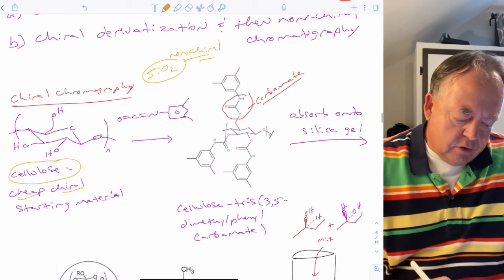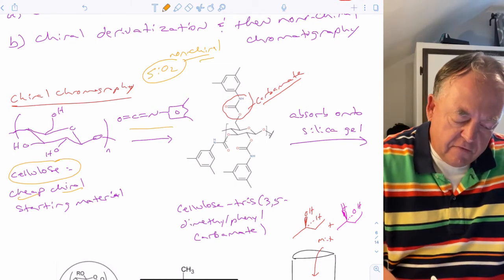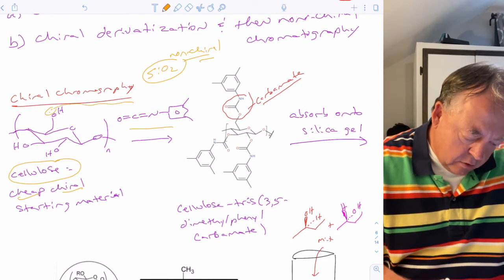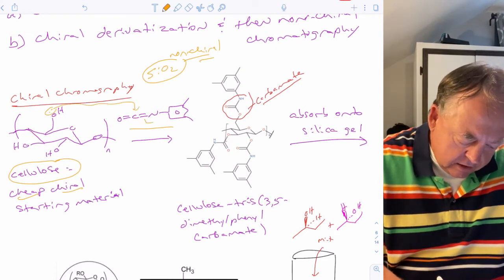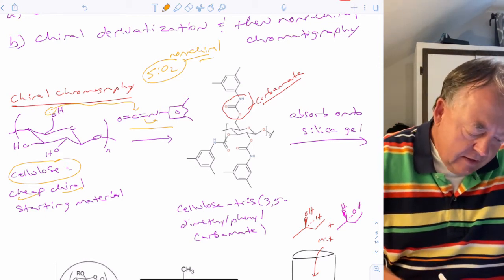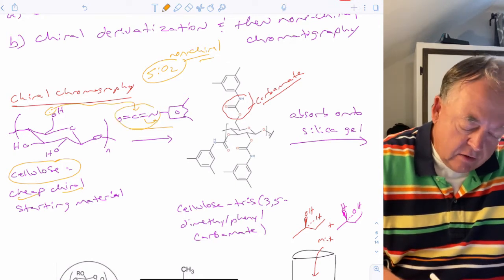So if you use that as a starting material, and you react that with this dimethyl phenyl isocyanate, basically what happens, we don't need to know the reactions here because it's not a synthesis class, but basically the alcohols react with the carbon-oxygen double bonds. This is an isocyanate, and it reacts with that.